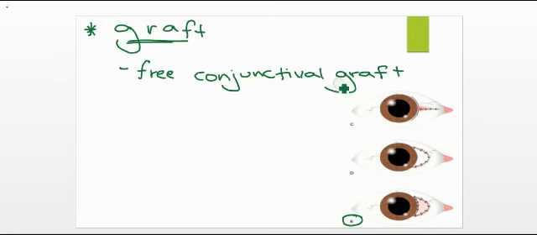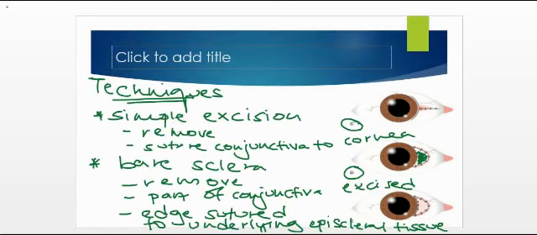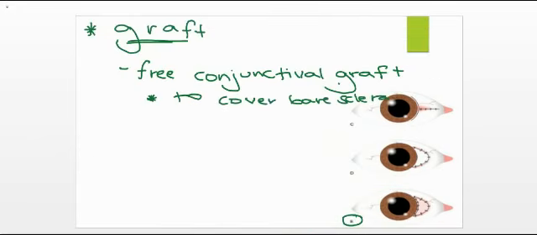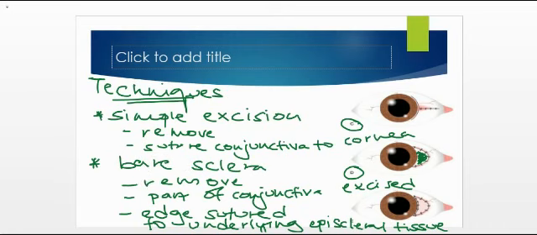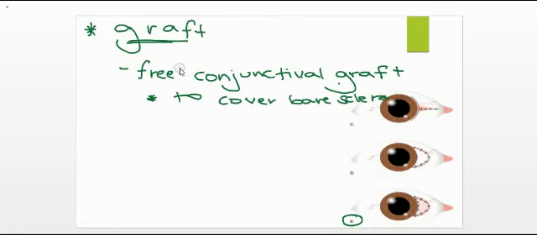This graft would go on to cover bare sclera. Now this technique is very useful because it reduces recurrence. With pterygium excision, especially with the first method, simple excision, there is high recurrence rate. So with this bare sclera method and also the usage of graft, you actually decrease recurrence. That is the advantage.